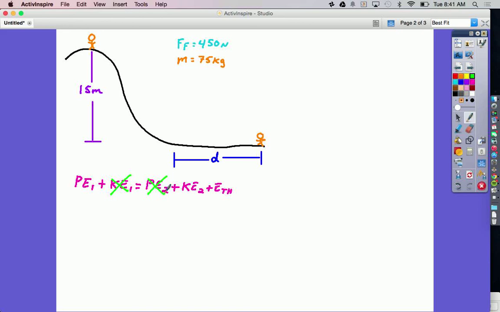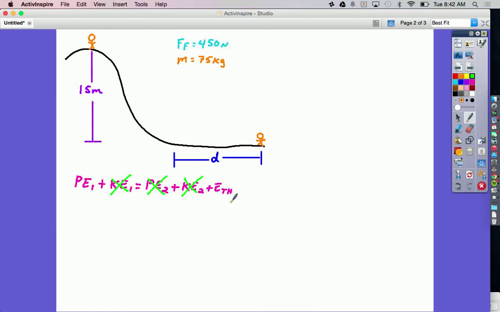Obviously, there's no springs or bungee cords, so no potential energy from that. Is he moving anymore? No. We want to know how far he goes until he stops. So no kinetic energy. So friction took all the energy out of this problem. So on the right side, we're just left with thermal energy.